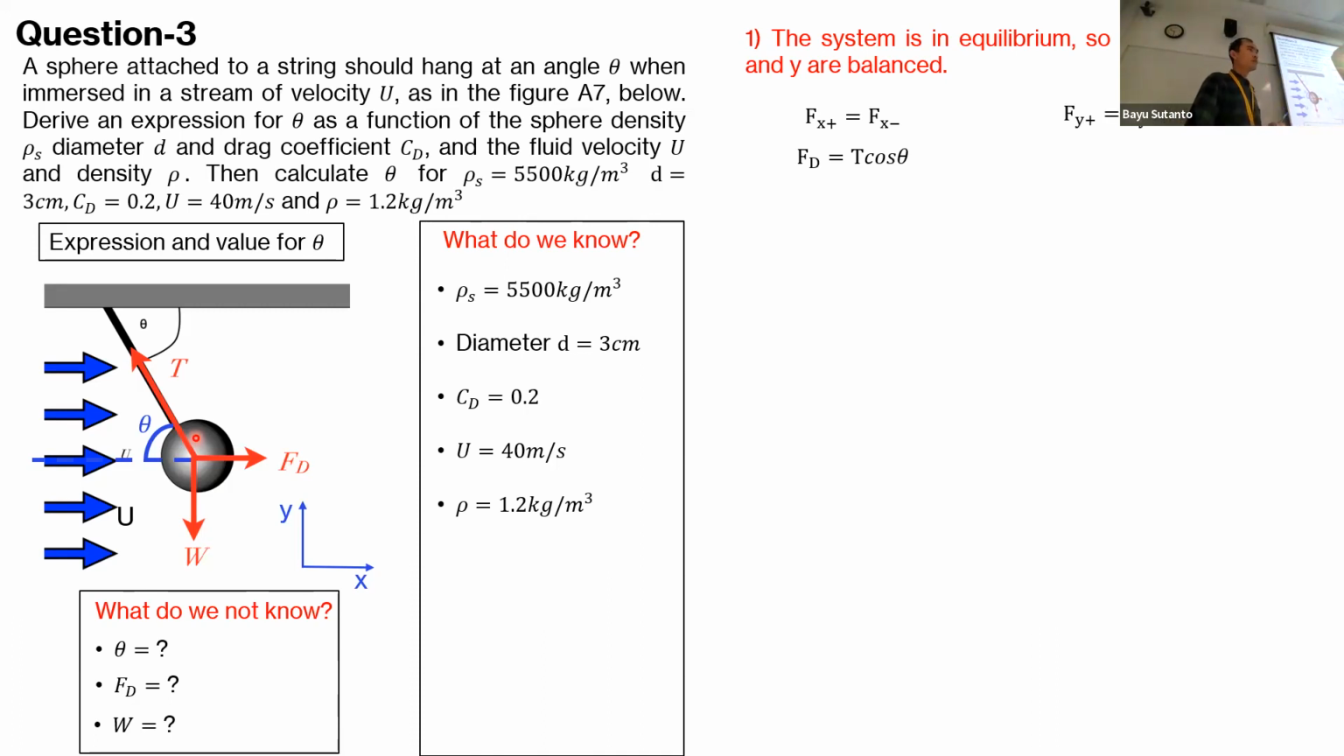And then in the y direction, the positive of y must be equal to the negative. So T sin theta must be equal to W. So T multiplied by sin theta is in this direction, and for x it is in this direction. So we have T in the x direction and T in the y direction. So we have two equilibrium equations in the x and y directions.